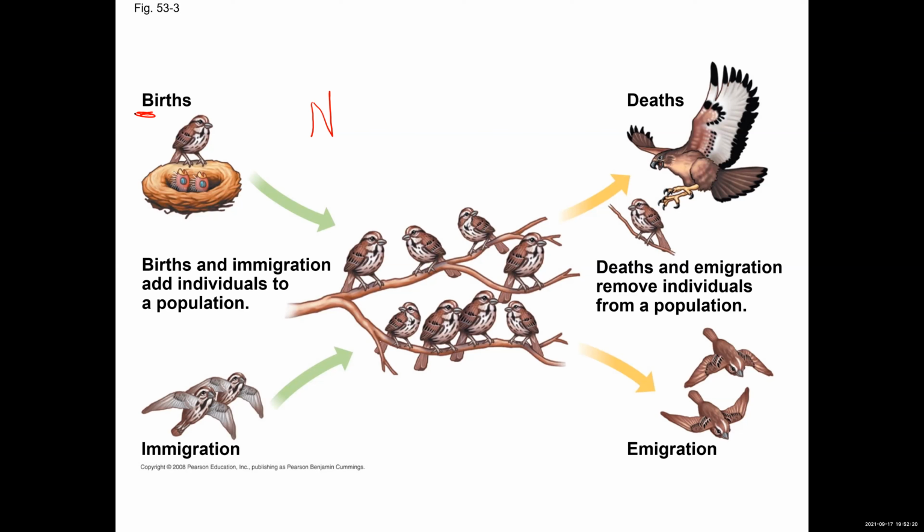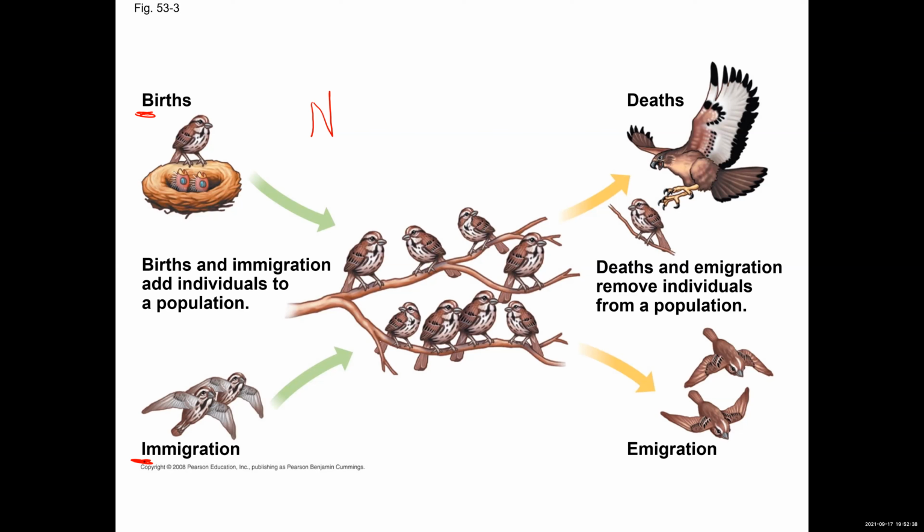We can also have, remember, populations are not completely isolated from other populations. We can have immigrants, we can have migration between the populations, and so we can have individuals coming in from the outside. So we can have immigrants with an I and two M's.